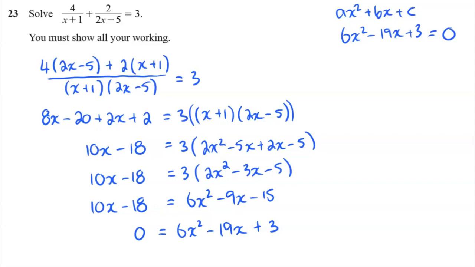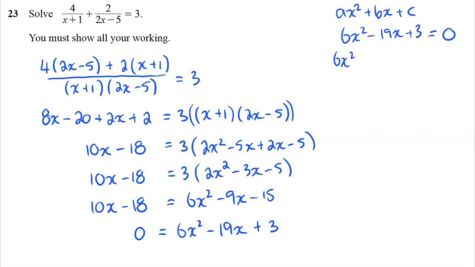Multiply to positive 18, add to negative 19. And that's negative 18 and negative 1. Negative 18 plus negative 1 is negative 19, and negative 18 times negative 1 is positive 18, which is 3 times 6.